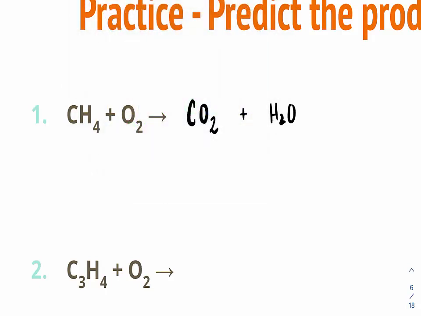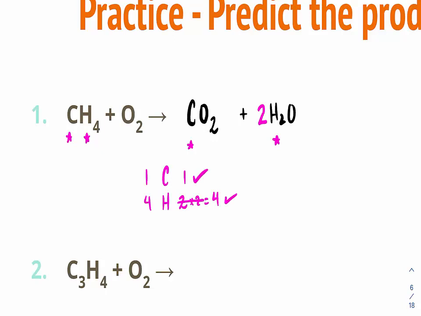I'm going to look at carbon first. I have 1 carbon on the reactant side. I have 1 carbon on the product side, so carbon is good to go. Carbon is 1 and 1. Next up is hydrogen. I have 4 hydrogens on the reactant side. I only have 2 hydrogens on the product side, so I need to multiply it by 2 with a coefficient out front, so that's 2 times 2, to equal 4. So my hydrogen is now 4 and 4.